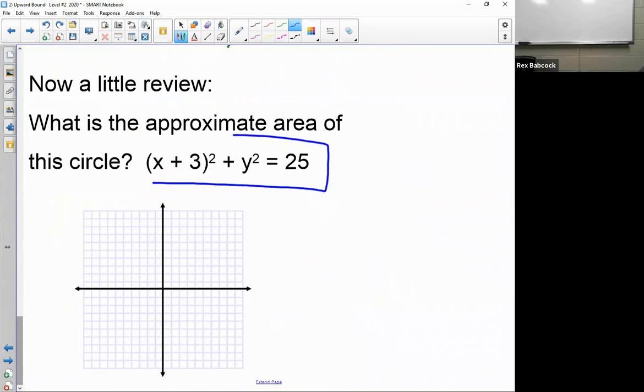There's a circle. It even said it's a circle. It's a circle because there's 2 squared terms and they're balanced. What is the area of that circle? If you get the area, and we haven't started back, try graphing it. Try graphing this circle too.